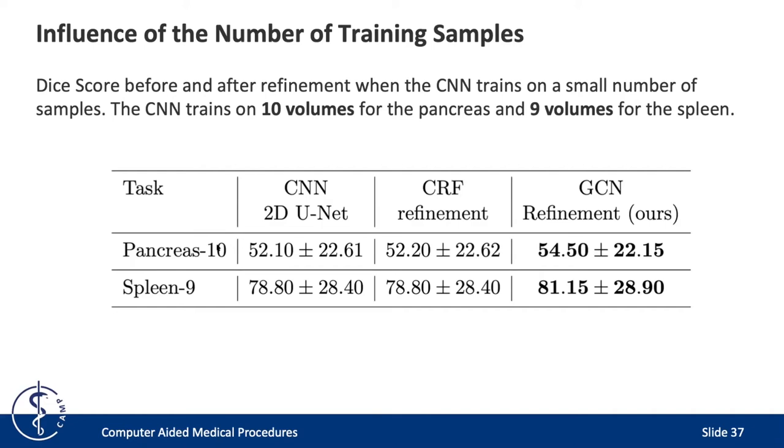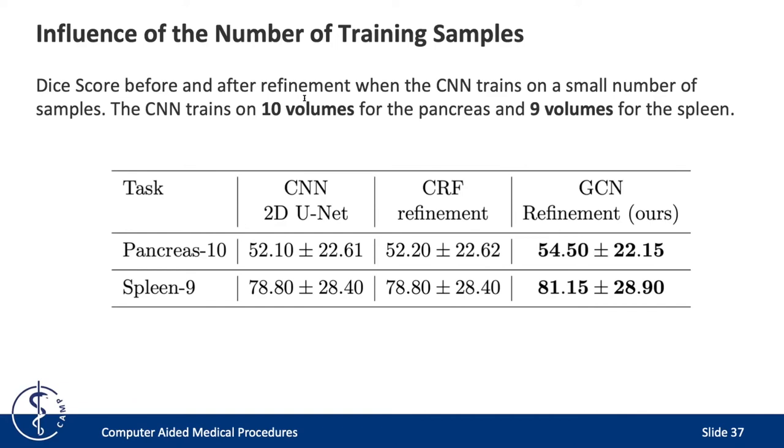from the pancreas dataset. From the original training dataset, we randomly sample 10 and train again the CNN. And the same for the spleen. For the original training set of the spleen, we sample only 9 volumes and train again in a slice-wise way the two-dimensional U-Net. And you can see we have a drop in the performance and also an increment in the variance that could be as a result of training with a low amount of data.